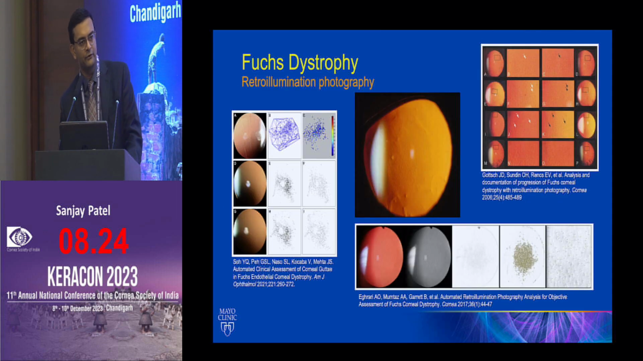Retroillumination photography is a great way for photographing guttae, but it's actually difficult to do and to make it repeatable. And there's been various attempts at that, and as you can see in the images over here, anywhere you have a light reflex, you cannot see the guttae, and that introduces variability for repeated or prospective measurements.